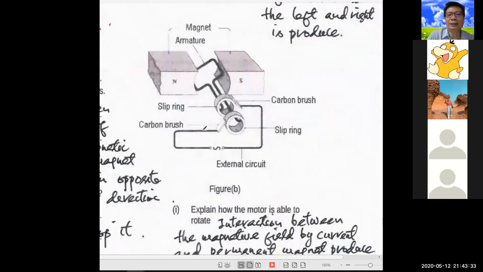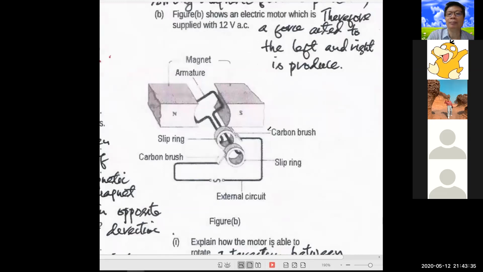The next diagram is what? This one is an electric motor, okay? Supplied with 12 volt AC. Why AC? You see here, this is an AC power supply, not a battery. Definitely AC, you see the slip ring here? One ring in front, one ring at the back, so we call it slip ring. Slip ring is strictly for AC, okay?